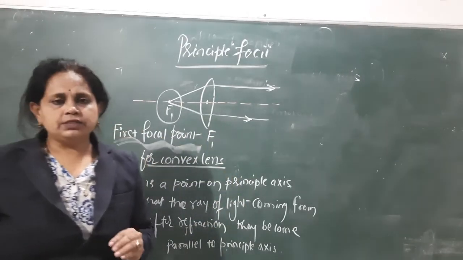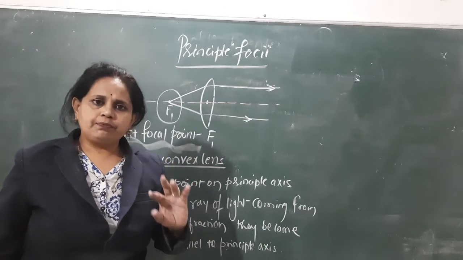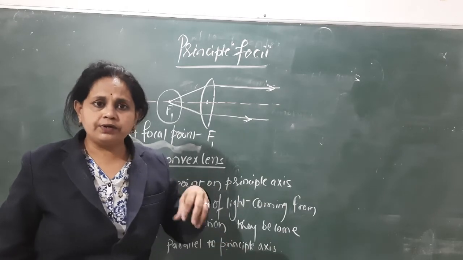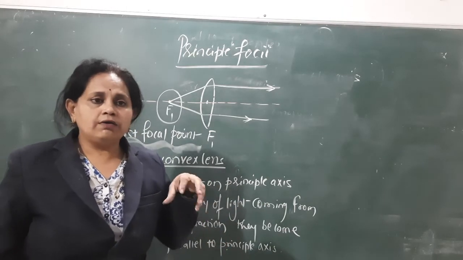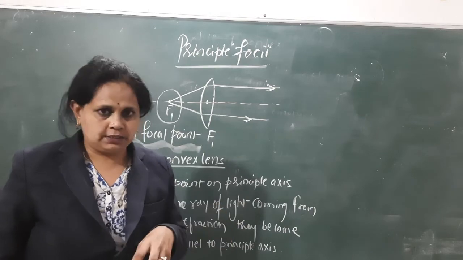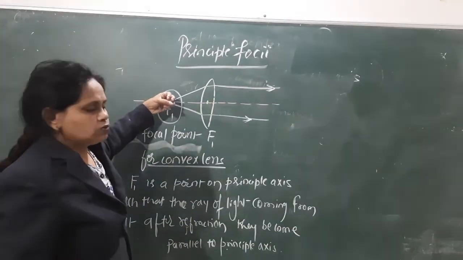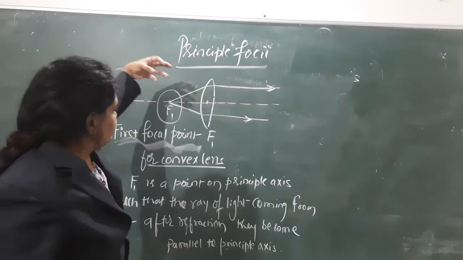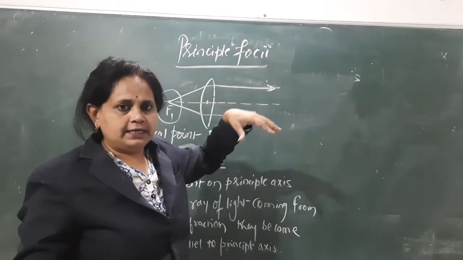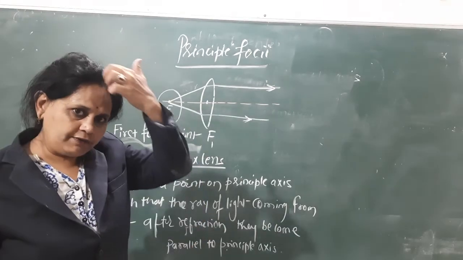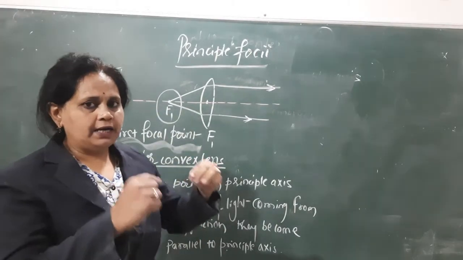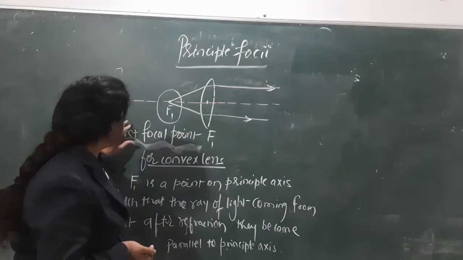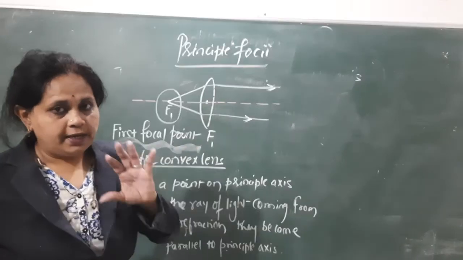So keep in your mind, children, generally we consider F1 to be nothing but the point where the source of light is present. Once the rays of light emerge, they travel through the convex lens, and after refraction from the convex lens, they travel parallel to the principal axis. Such a point is called the first focal point. Am I clear?